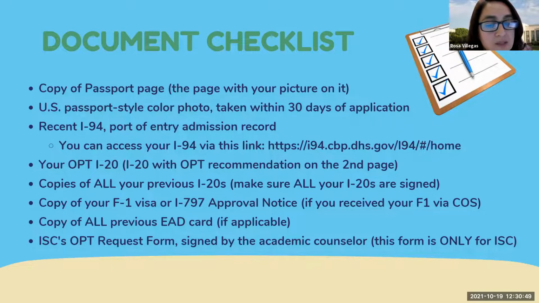If in the past you had applied for OPT or any type of employment and they gave you an authorization, they gave you approval, you will have received an EAD card. So make sure you make a copy of it as part of your application. And the OPT request form, that's an internal form. That's the one that you get from the academic counselor, just to confirm that you're getting your degree to apply for post-completion OPT. That one, you don't send to USCIS, but you will submit it to us.